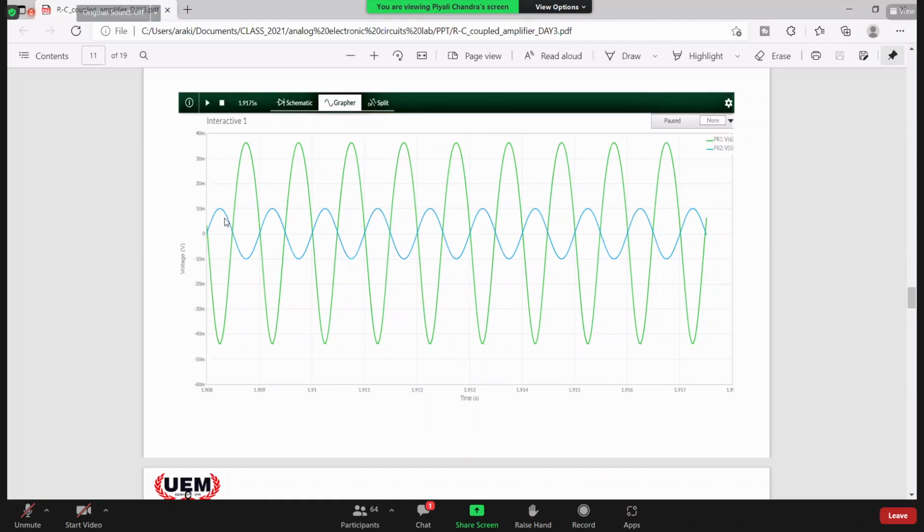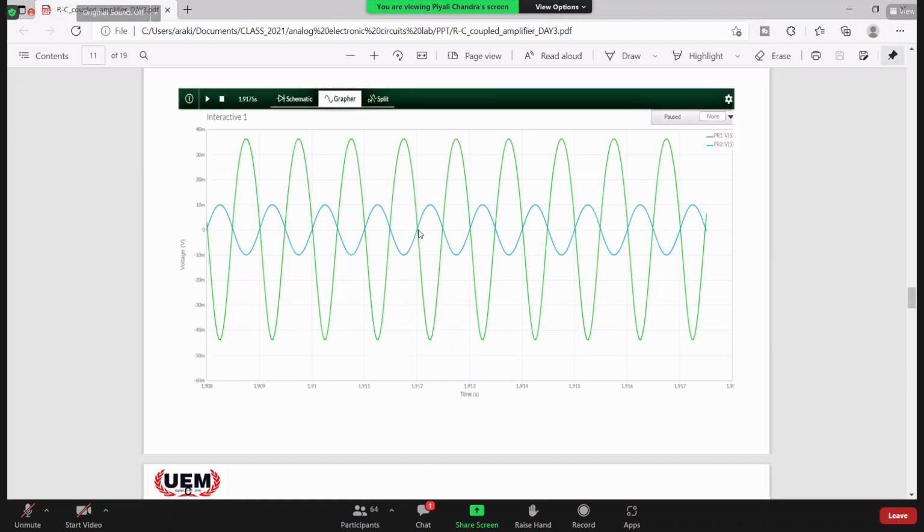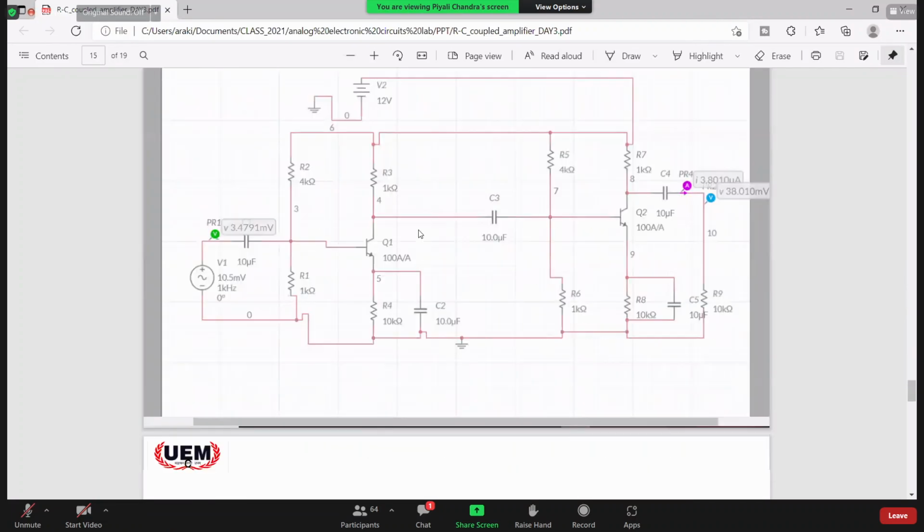Here the output amplitude is more than the input amplitude. And one important point is that the output is in a different phase. This is in one phase, but this is in another phase. So the main characteristic of this amplifier, of this graph, is that the input and the output will not be in the same phase. Got it?